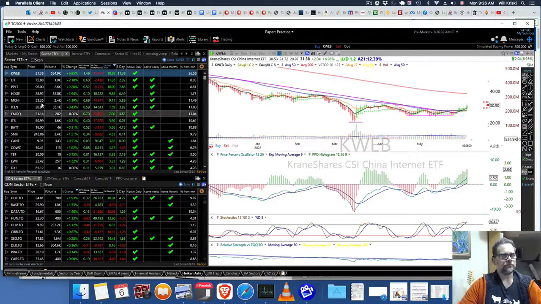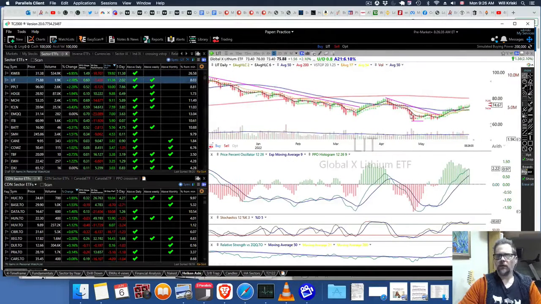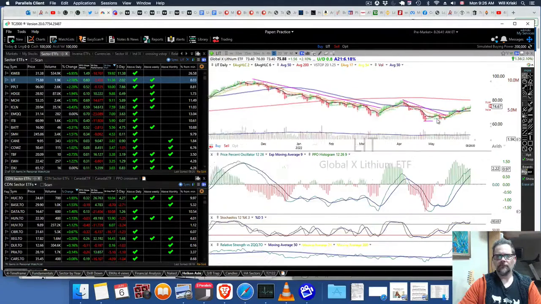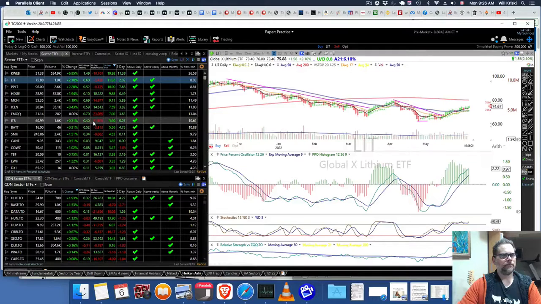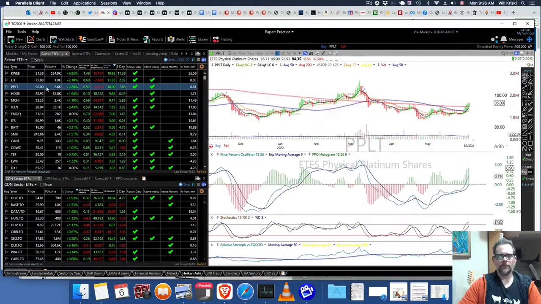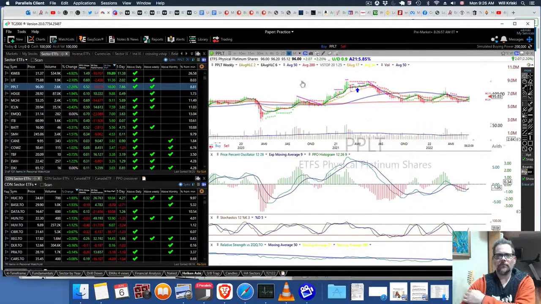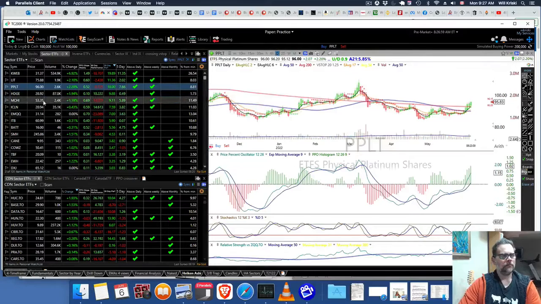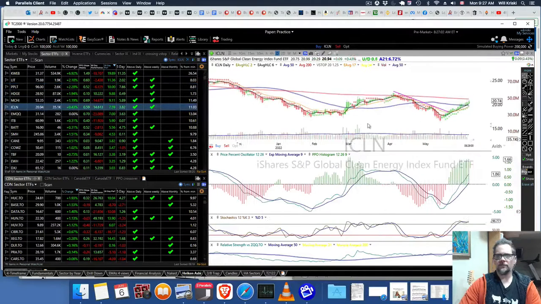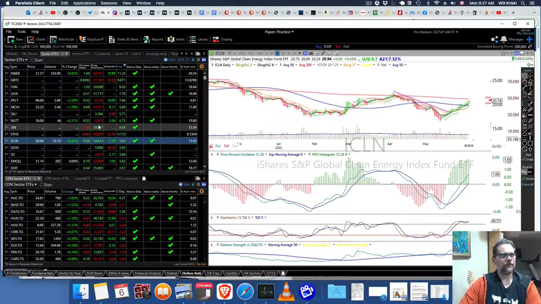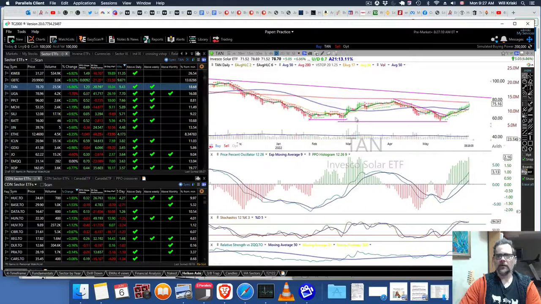But lithium as well has been a little bit strong lately. Platinum and palladium, or this one's platinum. Same sort of scenario, breakout above the 50 and the 200. So some of these are starting to perk up a bit. China again, iClean, that's like the alternative energy. TAN has been coming up. If I sort by 5 days, yeah, we'll see TAN up here.